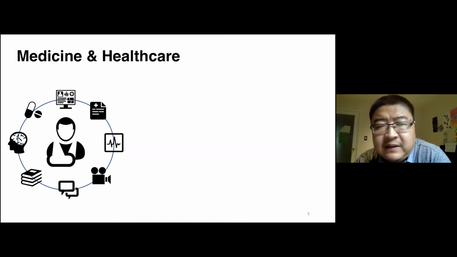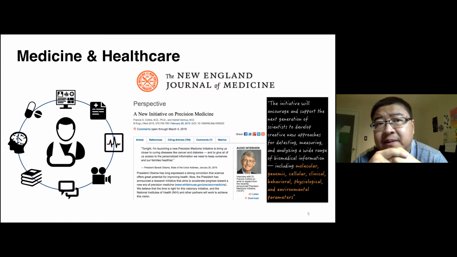So this clearly poses a challenge for data analysis, because they are highly heterogeneous and a large amount, and so on and so forth. And I'm sure most of you have heard this term precision medicine, when Francis Collins, who is the director of NIH, proposed this idea of precision medicine.